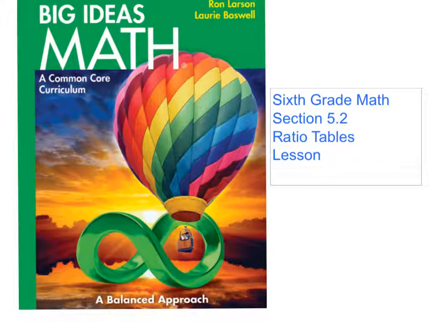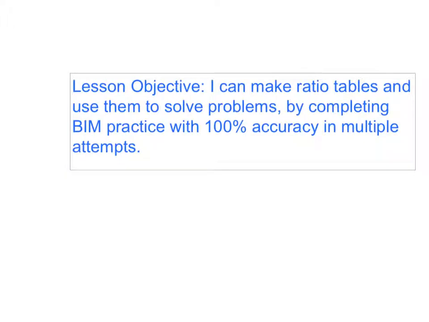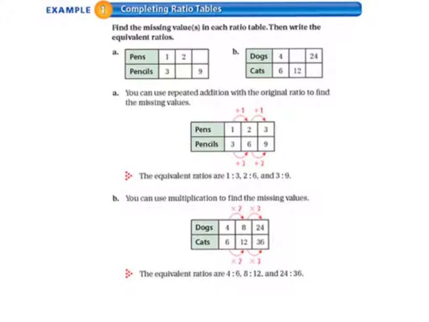Pause while you write Section 5.2 lesson in your math notebook. Pause while you write today's lesson objective in your math notebook. Today's objective is, I can make ratio tables and use them to solve problems by completing Big Ideas Math practice with 100% accuracy in multiple attempts. Today we'll be starting on page 198 in your math textbook.